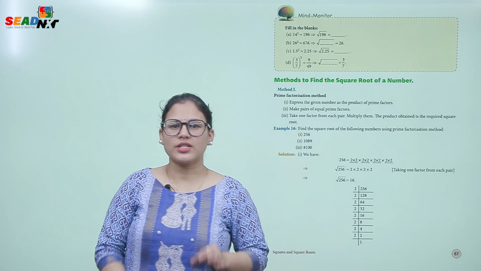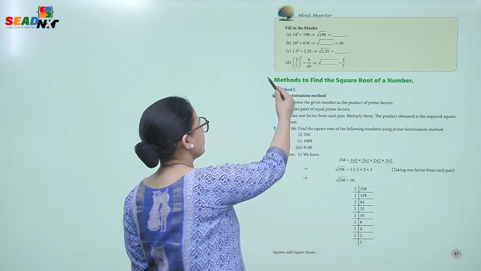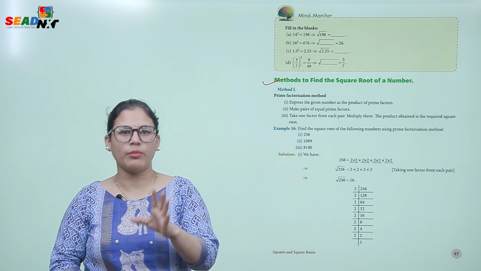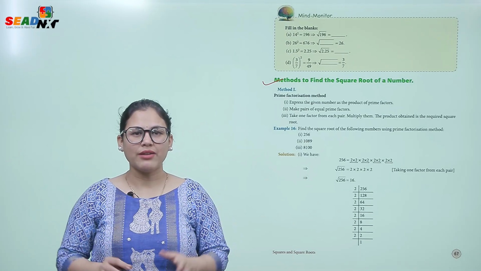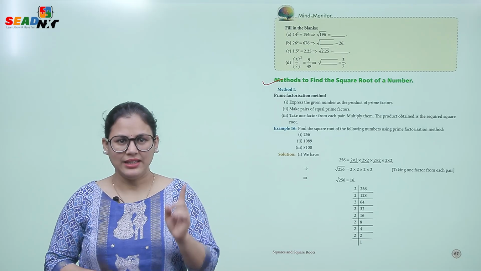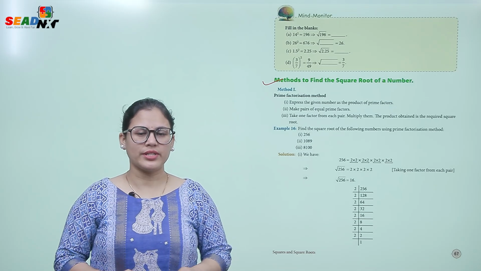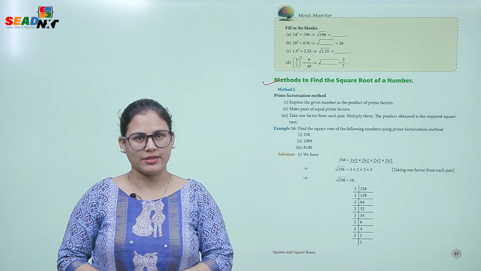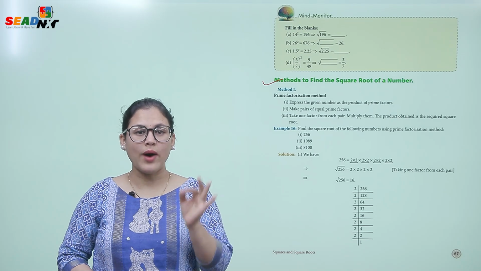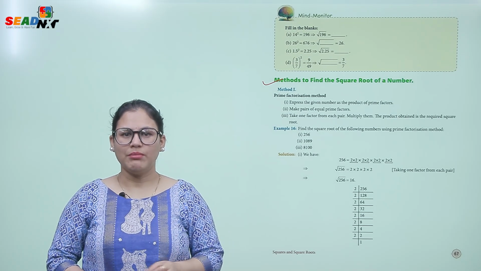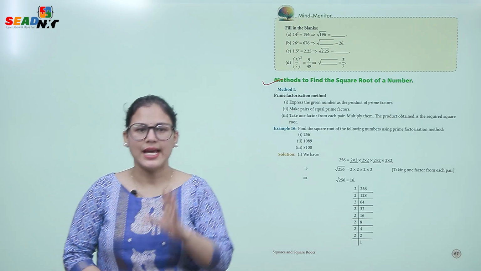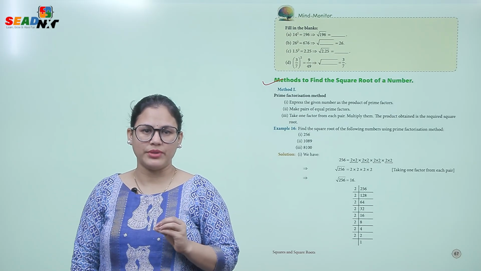Now, methods to find the square root of a number. So there are lots of methods to find the square root of a number. We'll talk about method number 1, which is the prime factorization method. Number 1, express the given number as a product of prime factors. 2, make pairs of equal prime factors. 3, take one factor from each pair and multiply them; the product obtained is the required square root. Okay, so let's understand this with the help of an example.